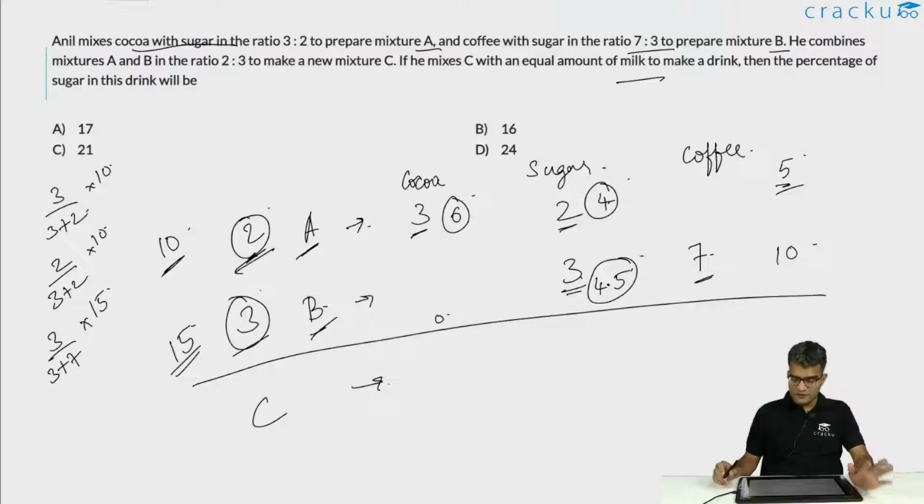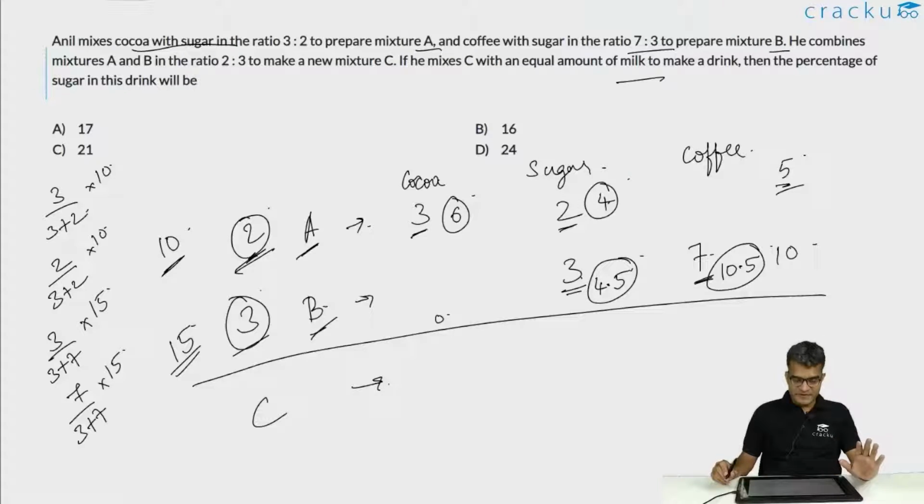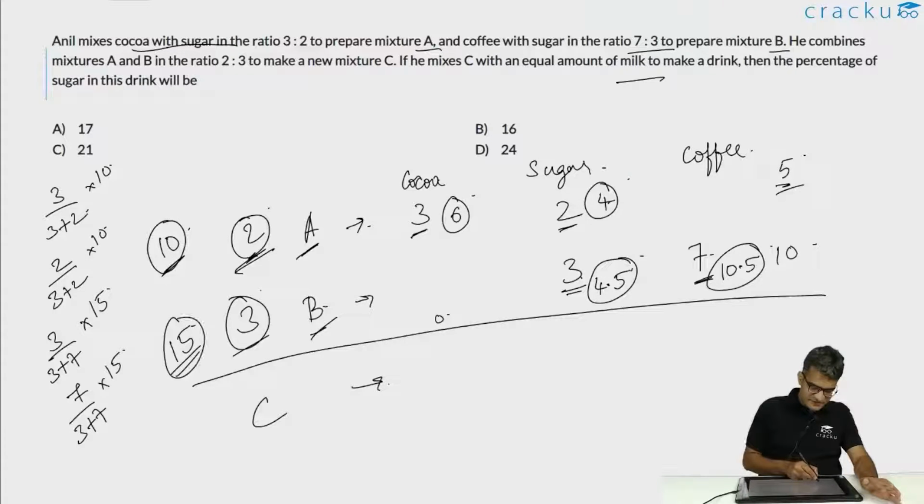And what is the amount of coffee? It will be 7 divided by 3 plus 7 into 15, which is 10.5 kgs. So overall, what is the weight of mixture C? That will be 10 plus 15, which is 25.